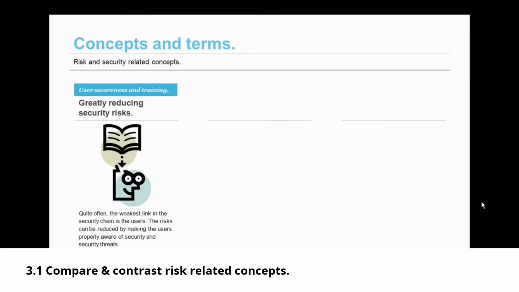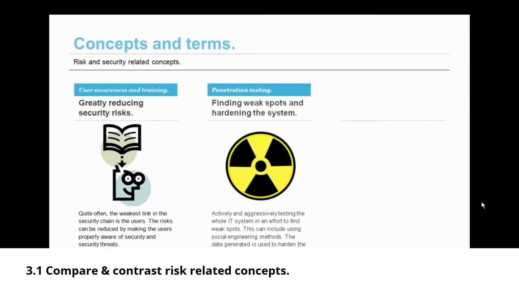User awareness and training can greatly reduce your security risks. Quite often, the weakest link in the security chain is the end user. The risks can be reduced by making the users properly aware of security and security threats through awareness training and just security training in general. This training should be conducted on an ongoing basis. It's never a one and done thing.